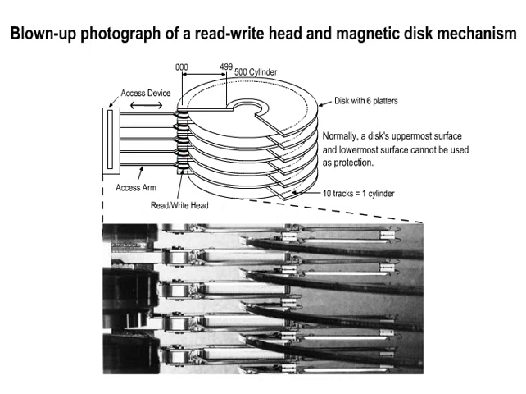In the hard disk drive, the head is fixed with an access arm. When the access arm moves, all of the heads move simultaneously.